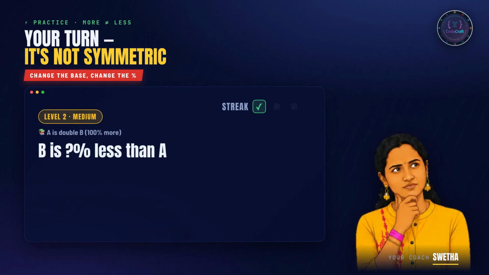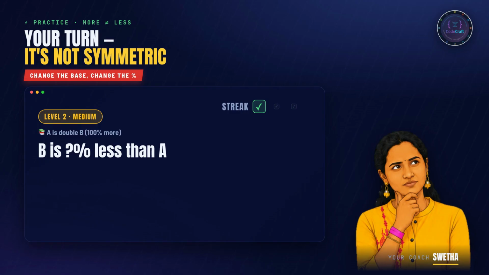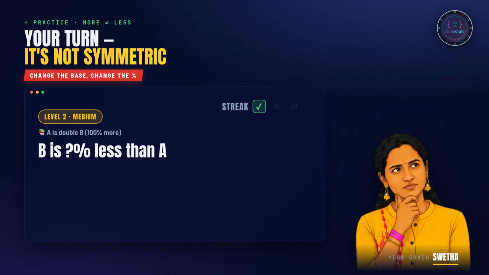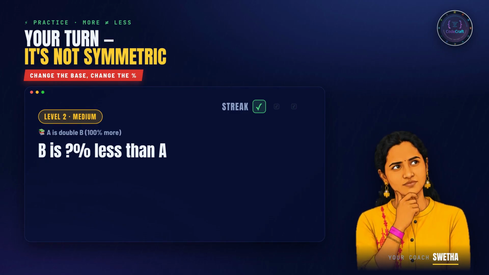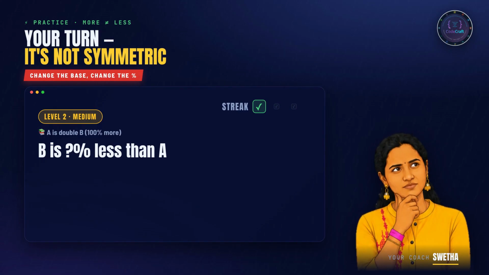Medium 1. A is 100% more than B, so A is double B. Then B is how many percent less than A? Let B be 100. Pause the video and work it out.